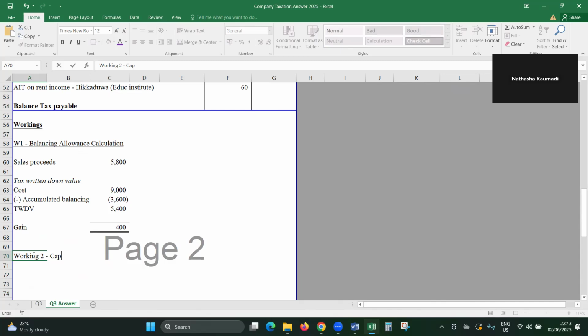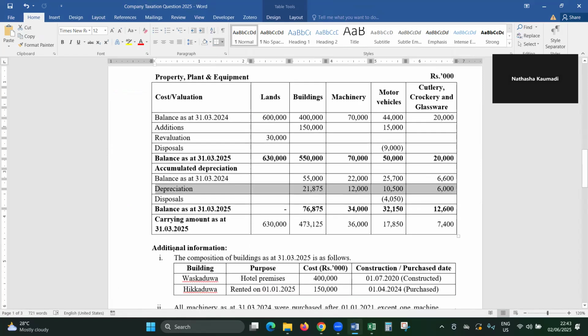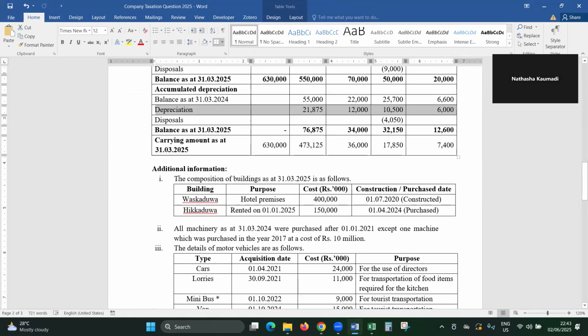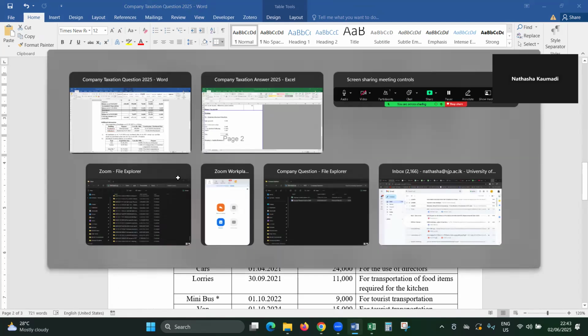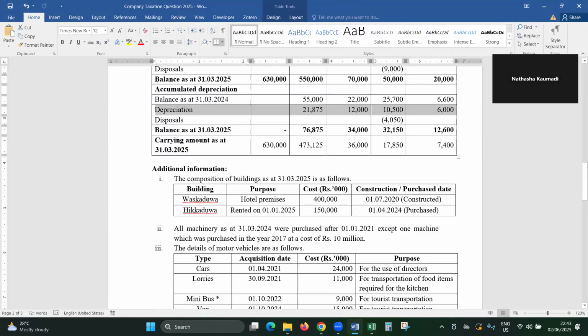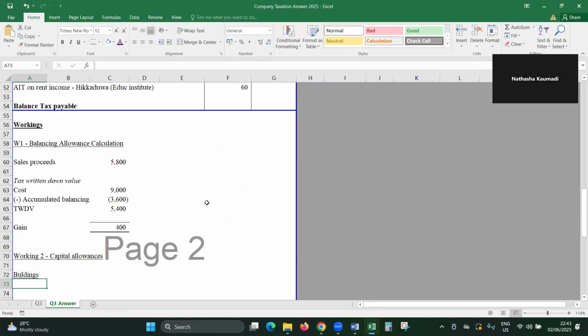Capital allowances. Right, now we can calculate the capital allowances. Let's go to the question. PPE. First of all, I'll be taking the buildings. Buildings. Now, can you claim capital allowances for Vaskadua building? Vaskadua building, can you claim?